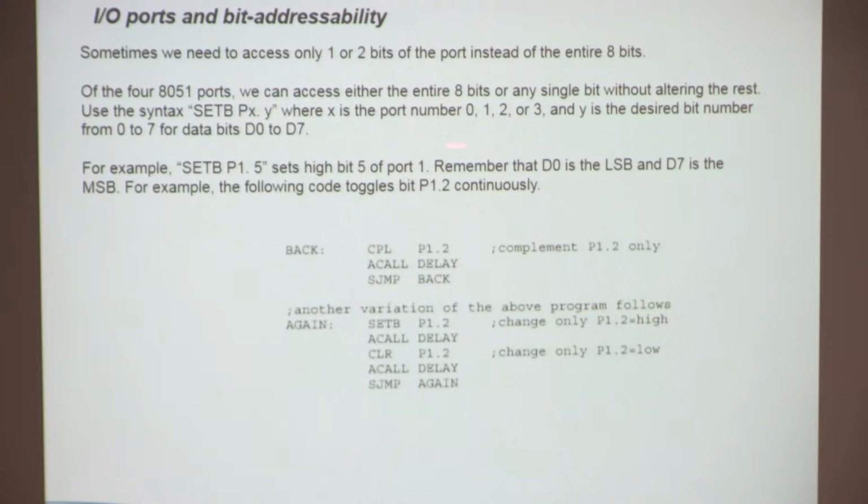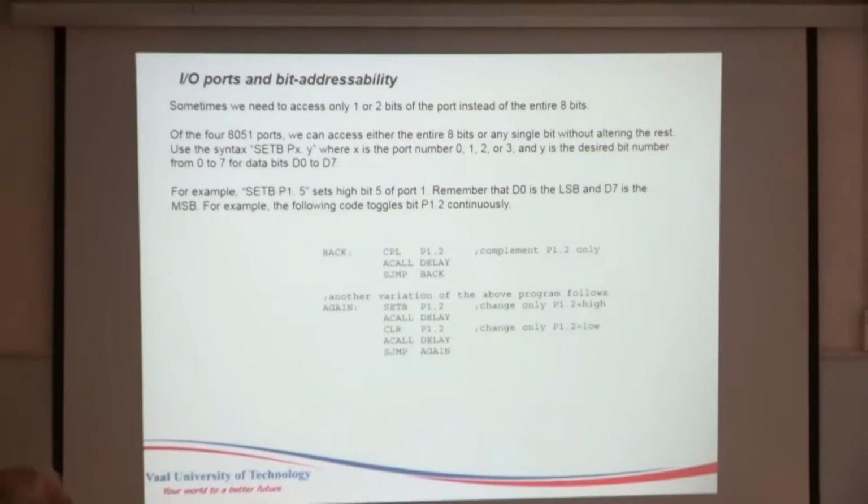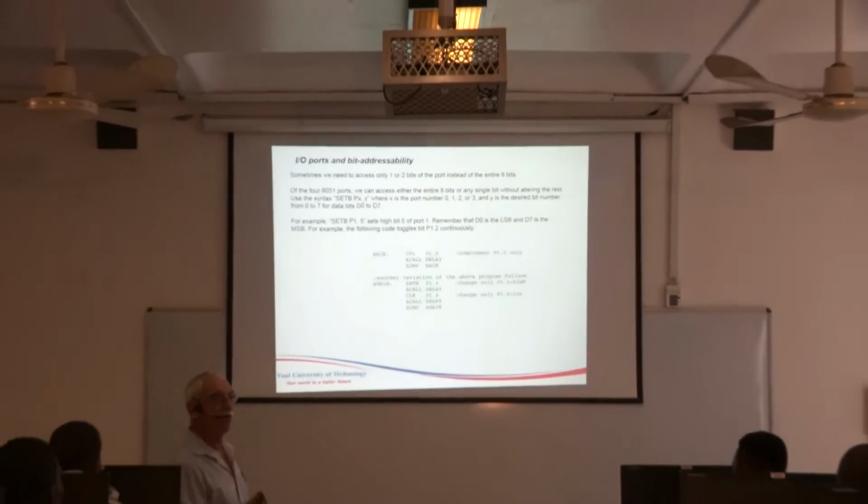And always remember that we start at data bit 0 going to data bit 7. That's how we label it. We don't start at 1. And then, for example, the following code toggles P1.2 continuously. So we want a certain bit which is connected, for example, to an LED on your development board, and we want to toggle that bit on and off all the time.